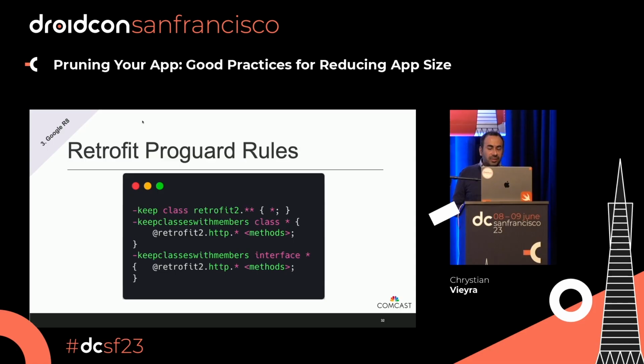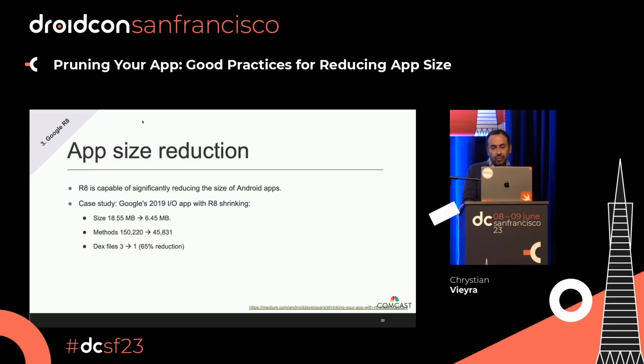The libraries we bring into our app also include their own ProGuard rules. For instance, I looked at Retrofit, and when you bring Retrofit into your project, it uses the same rules that I showed you: keep class, using the wildcard symbol, keep classes with members. So again, it's very nuanced usage of ProGuard rules.